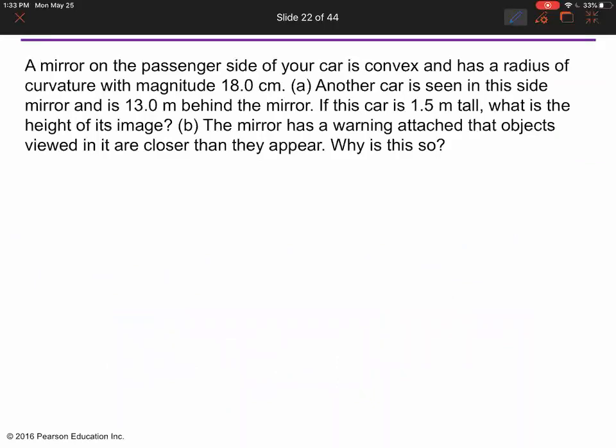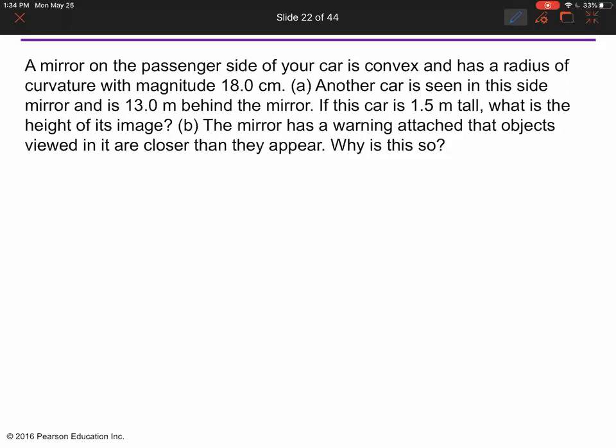Alright, so one more example dealing with mirrors. A mirror on the passenger side of your car is convex and has a radius of curvature with magnitude of 18 centimeters. Another car is seen in this mirror and is 13 meters behind the mirror. What it means is that the car is the object, 13 meters from the mirror, in front of the mirror. If this car is 1.5 meters tall, what is the height of its image?